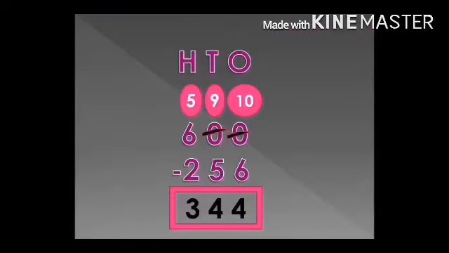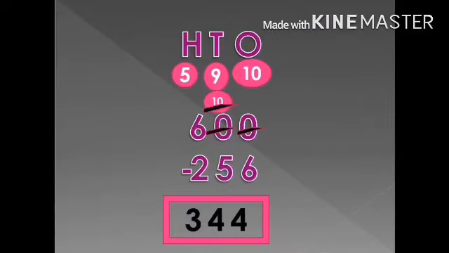Let's do one more example. The statement is: subtract 256 from 600. First write the numbers in correct order and place ones, tens and hundreds over it. Now look at the upper side digits. For subtraction, first we will see that at the ones place 0 is smaller than 6. If we want to subtract, then we need to borrow.